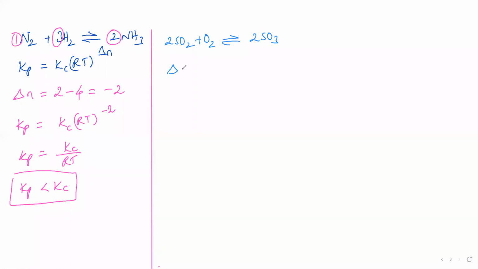Second Kp and Kc relation. First, let us find the delta n value. Number of moles of products, 2. Number of moles of reactants, here 2 and this is 1, so total 3. So this is minus 1. Again, delta n is a negative value. So if delta n is negative, then what is the relationship? Kp is less than Kc. Understood?